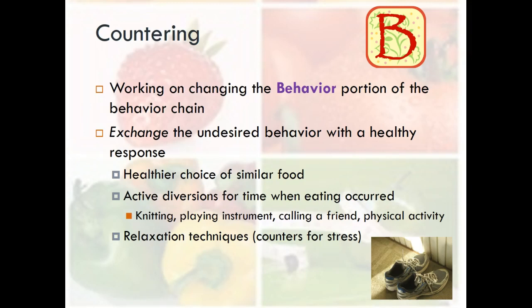Sometimes when those antecedents or cues can't be accounted for, the client can think about simply changing the behavior, having a plan for following a healthier response instead of that undesired behavior in a certain situation. So, for instance, if the client tends to always reach for a less healthy food, helping the client to identify a healthier choice of a food that might seem similar.